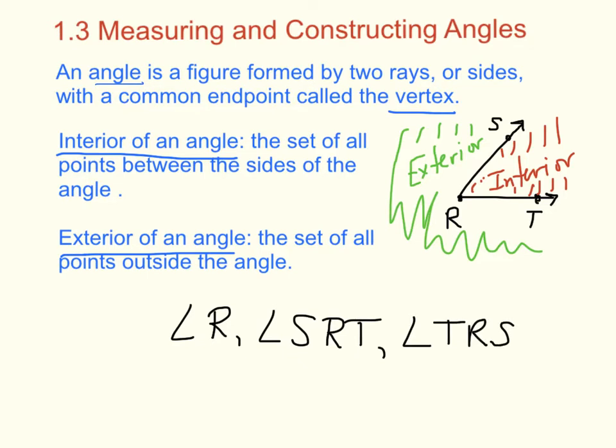TRS. I can also name it by a number, which is angle 1. Now, if it was an angle 1, then I'd have to put a 1 right here. Let me do it in blue so it's easier to see. 1 right there. So we'd have to put a 1 within the angle, and we could call it angle 1.